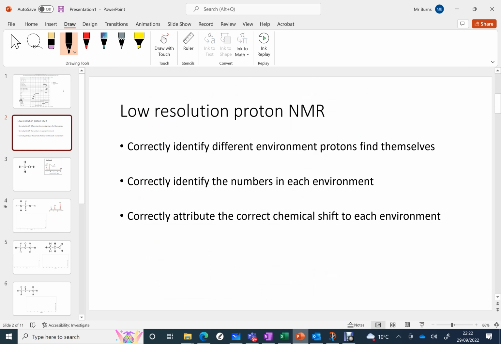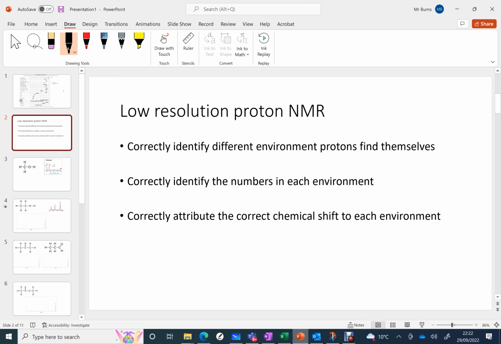So as we work our way through this, every single time that we start looking at relatively simple organic compounds, we want to correctly identify the different environments protons find themselves in. Following on from that, we want to identify the numbers in each environment, and why we need to do that. And last but not least, correctly attribute the correct chemical shift to each environment. As we go through these examples that I'm going to do here and leave you a couple to do at the end, that's the order in which I'd like you to do it.